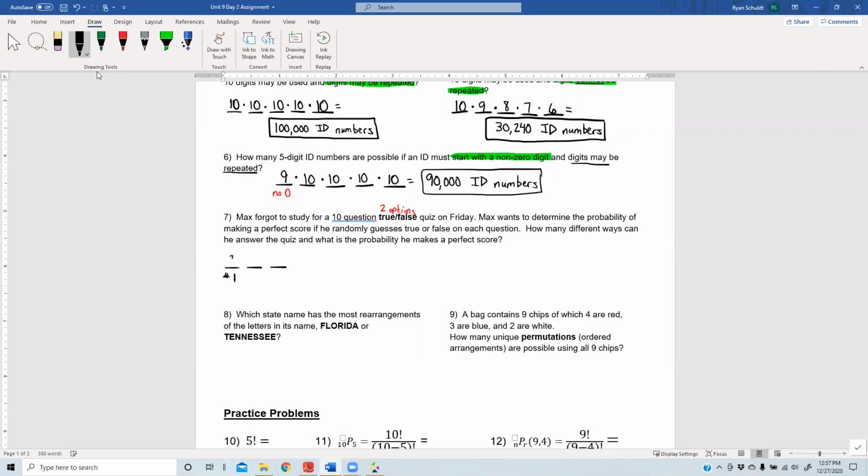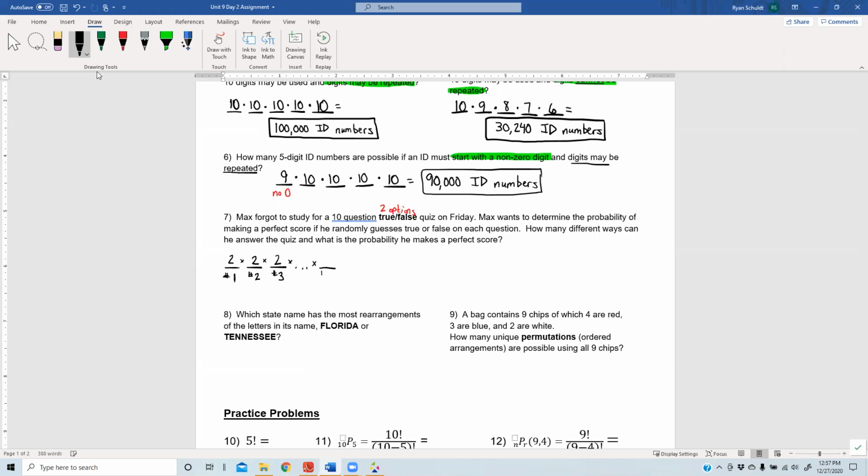2, true or false. What about question number 2? How many options? 2, true or false. What about question number 3? How many options? 2, true or false. And that just keeps going all the way until he gets to question number 10.